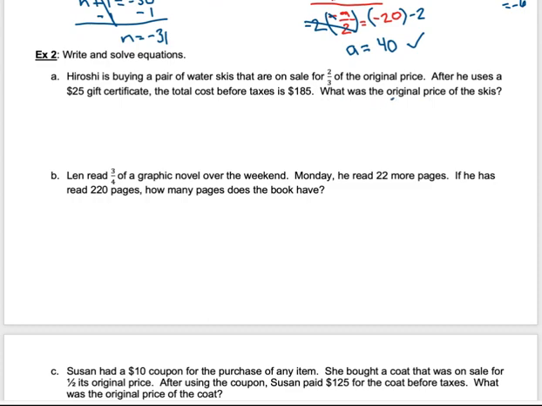So I'm looking for the original price. Okay, so what is the cost before taxes? The sale price was $185. So I know this equals $185. Now let's talk about what went into this sale. So I have 2/3 of the original price. So that's what I'm trying to find. So 2/3 of the original price.